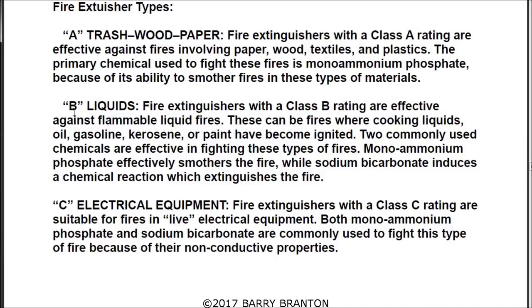Now the next class is B, which is for liquids. Fire extinguishers with a Class B rating are effective against flammable liquid fires. These can be fires where cooking liquids, oil, gasoline, kerosene, or paint have become ignited. Two commonly used chemicals are effective in fighting these types of fires: monoammonium phosphate. I think I might have said monoaluminum earlier, but if I did, I apologize. It's monoammonium phosphate. While sodium bicarbonate includes a chemical reaction which extinguishes the fire. Sodium bicarbonate is baking soda.